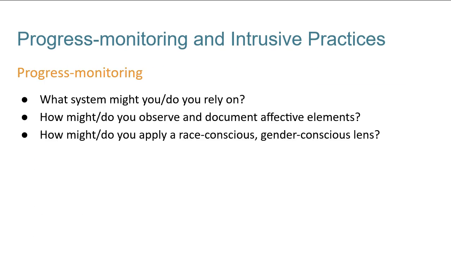So as you think about your own systems for monitoring progress, a couple of things I think are important to keep in mind are what will allow you to observe and document affective elements, elements that Canvas can't observe because there's nothing built in to capture it. How might you apply a race-conscious or gender-conscious lens, or another lens of identifying intersectional identities that will help you to be more specific and equitable and strategic in how you intervene for students?